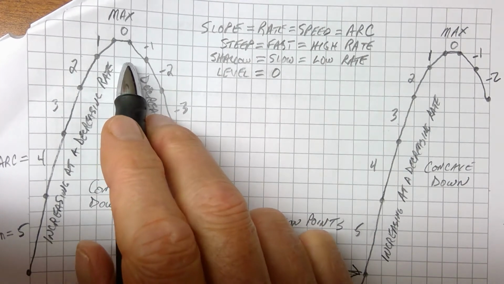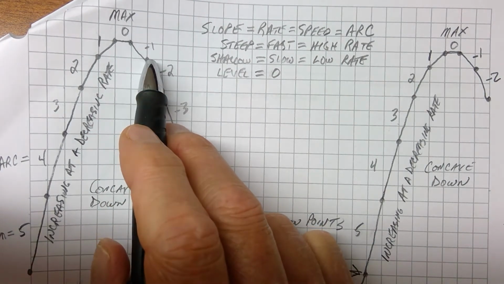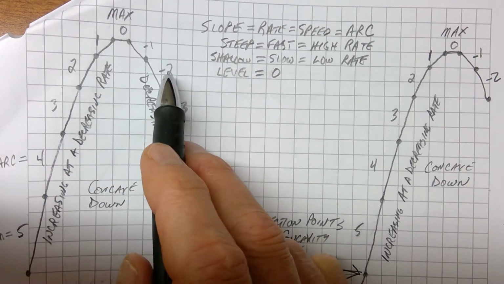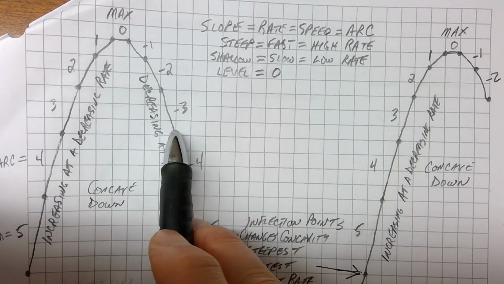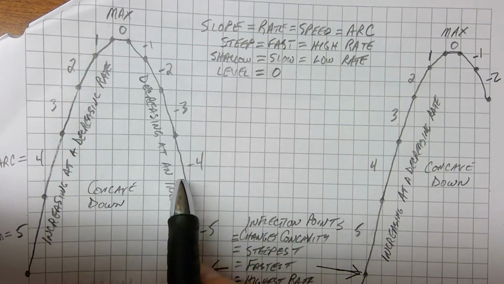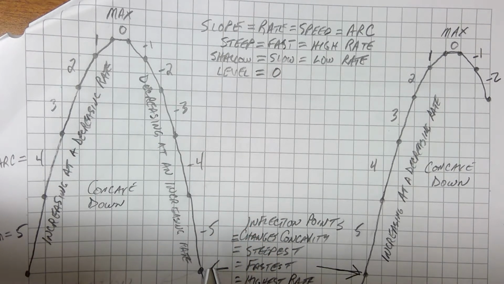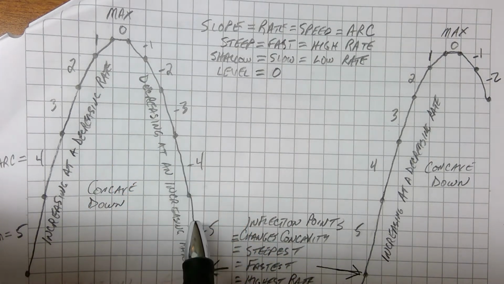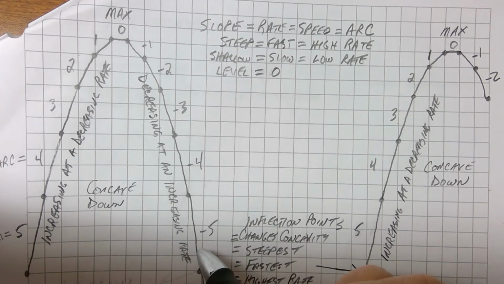All right, so let's start heading downhill. Down 1 over 1, that's a slope of -1. Down 2 over 1, that's a slope of -2. 3 down and 1 over, -3. 4 down and 1 over, -4, and 5 down and 1 over, -5. Notice that the line is getting steeper. Steeper, in this instance, when we're talking about slope and average rate of change, means faster.